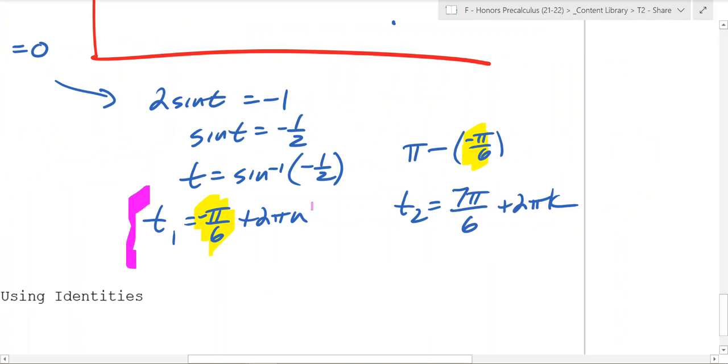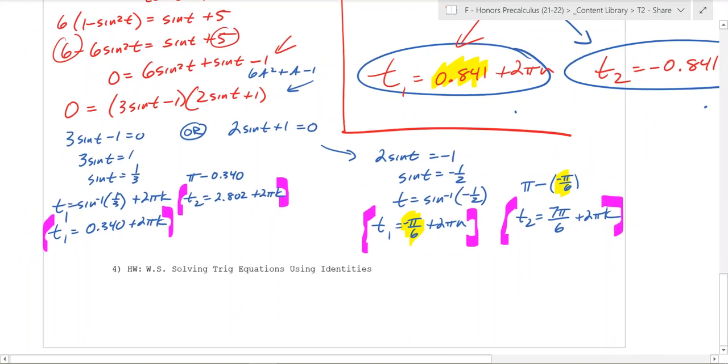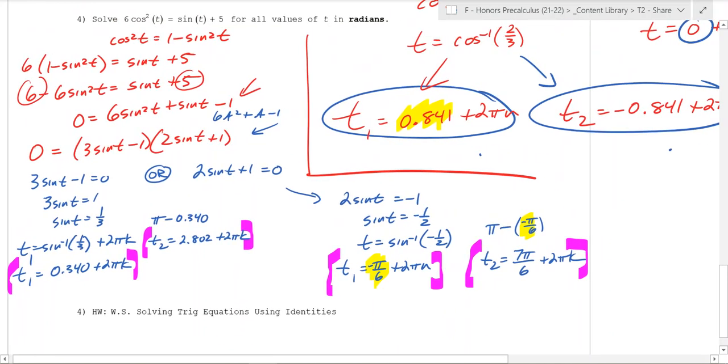So we have two more answers. So in this case, this one has 4 answers inside 0 to 2 pi. 4 answers. It takes practice.